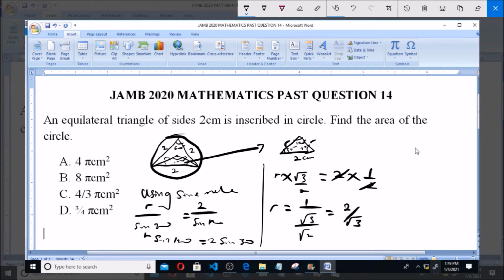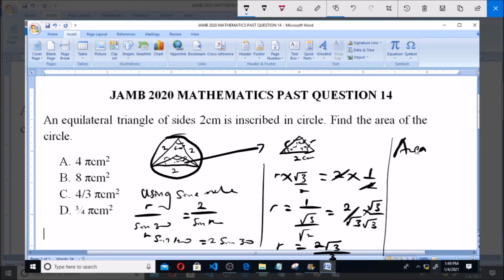Now we have to rationalize this because we can't pick this as our final answer. Rationalizing this, we multiply the numerator by the denominator and also the denominator by the denominator, which is root 3. So that means R is equal to 2 root 3 over root 3 multiplied by root 3, which will give us 3. So R is 2 root 3 over 3.